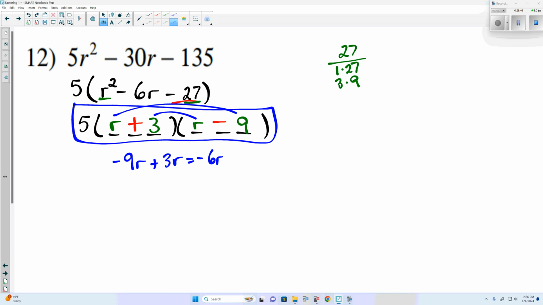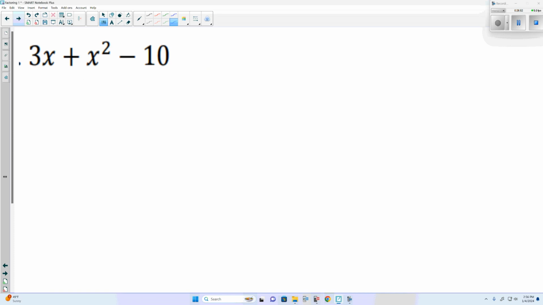Questions on these here? We do have 3 more that we're going to do, and these last 3 will go pretty quickly. Now this next one here, 3x plus x squared minus 10. Well, there is something not correct about this. It's in the wrong form. It's just not written in standard form.